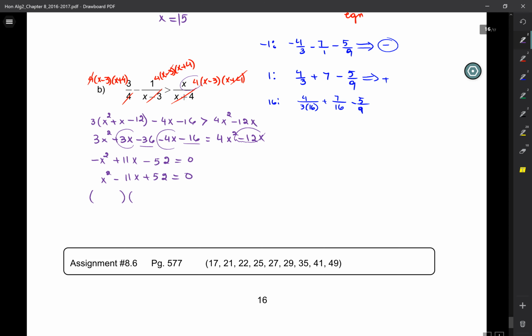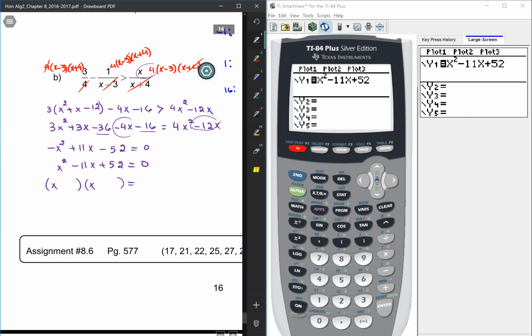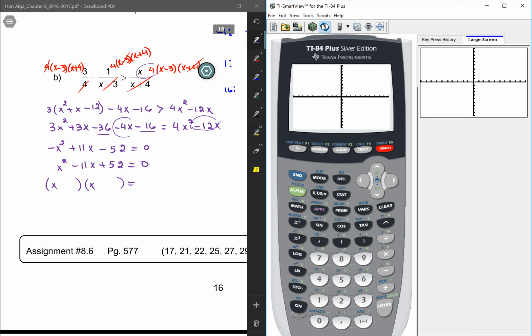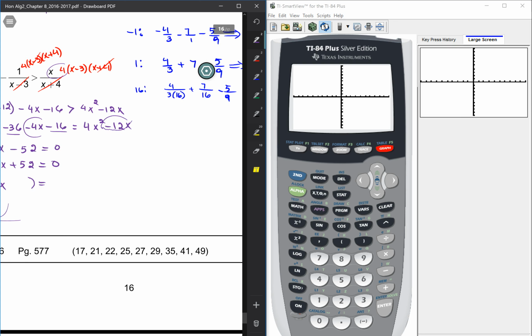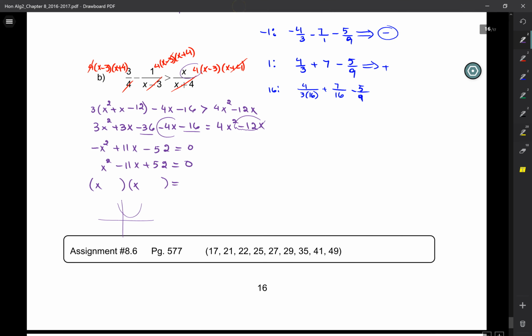Does that factor? Try to factor this. We couldn't factor it, so we plug it in. When you graph it, you realize there is no value where this equals 0. It's a parabola that sits above the x-axis, right? So it's never going to equal 0. So what does that mean? Does that mean I have nothing to put on my number line? No, because on the number line, I put the values I got from here plus the restrictions. What are the restrictions? Negative 4 and positive 3, right?